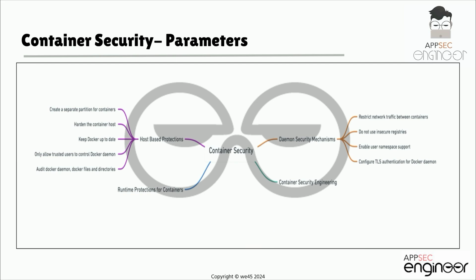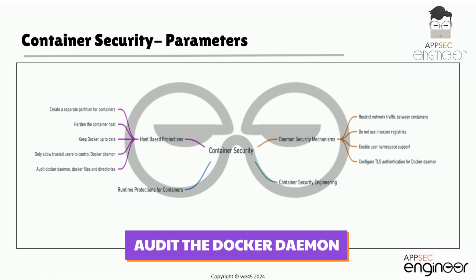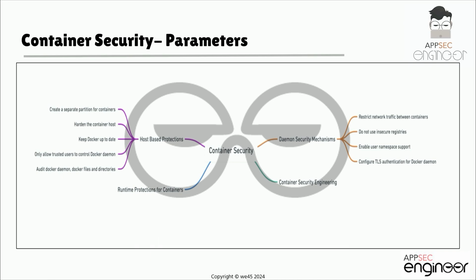And allow only trusted users to control the Docker daemon, because in our previous container breakout lab, we saw what can potentially happen when a non-root user has access to Docker. And finally, let us audit the Docker daemon. So your Dockerfiles and all the other directories which are important.